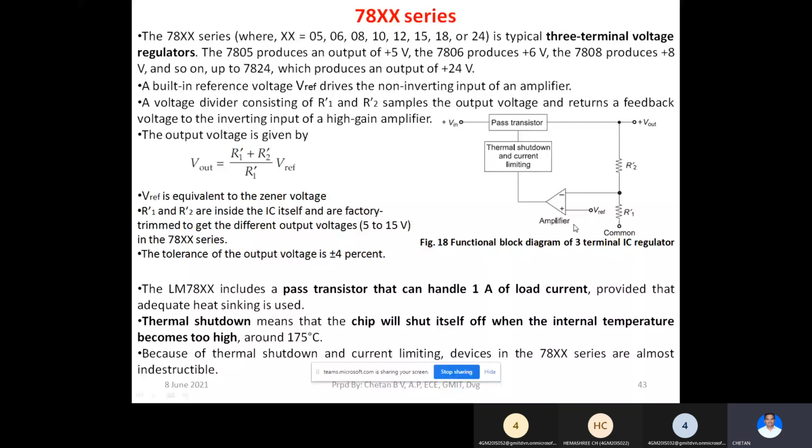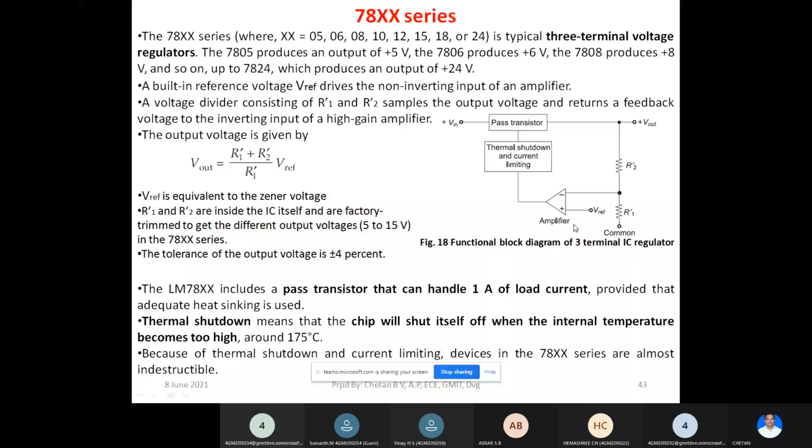Apart from that, we have a voltage divider, which consists of two resistances, R-1, R-2. In this formula, we can see how V out and the ratio of R-1 plus R-2 to R-1 and V reference are related with the V out. You can see from this expression. In this diagram, R-1 and R-2, as I had told in the last class, they are within the IC itself. They are not external resistances.